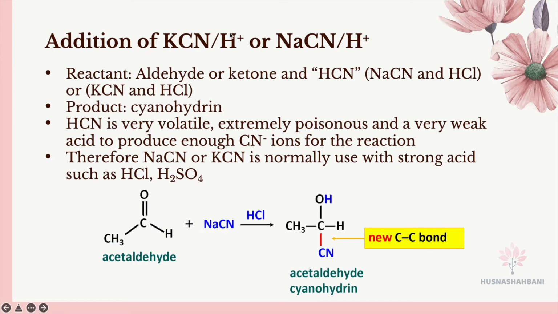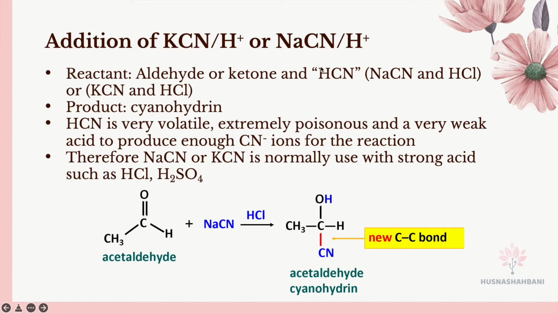Addition of KCN in the presence of H plus or NaCN in the presence of H plus. The reactant can be aldehyde or ketone and HCN. Actually, we want to react the aldehyde or ketone with HCN, but we don't directly use HCN. Instead, we use NaCN in HCl or KCN in HCl. The product will be cyanohydrin. Cyanohydrin means the carbon that has OH also has CN. That is cyanohydrin.